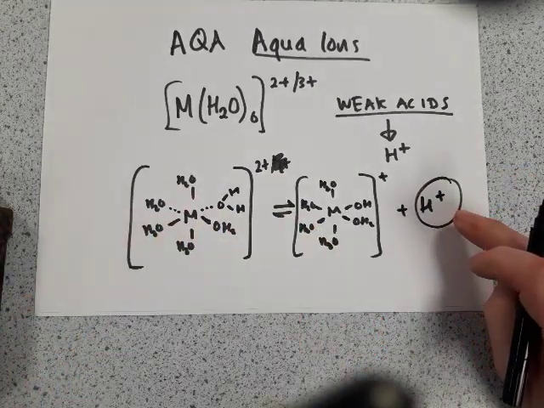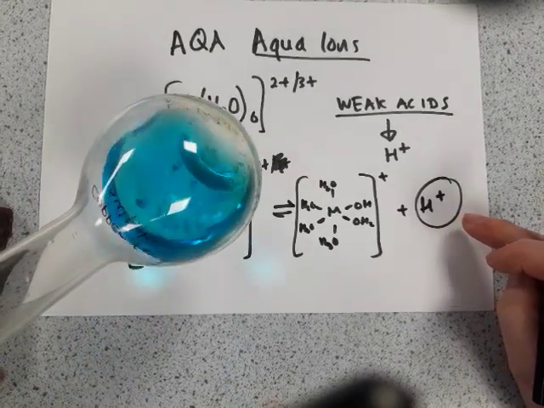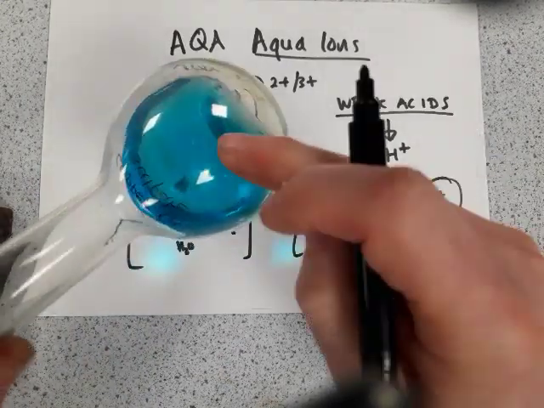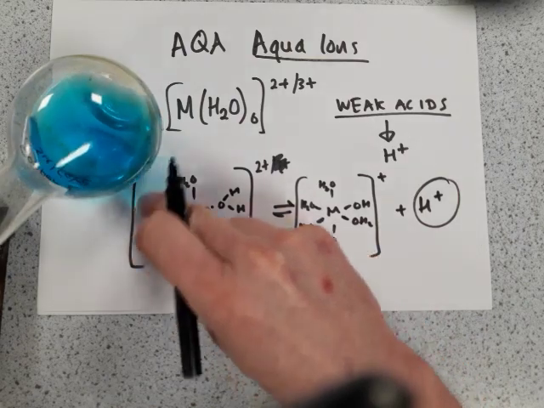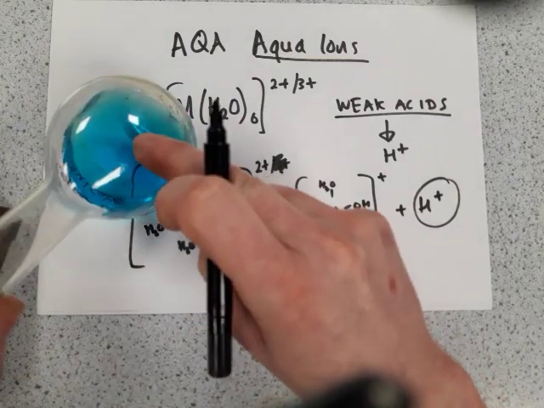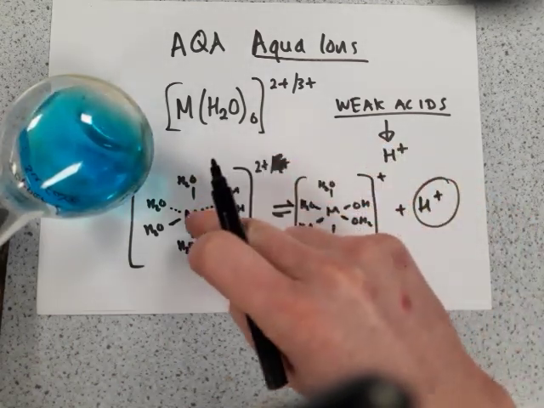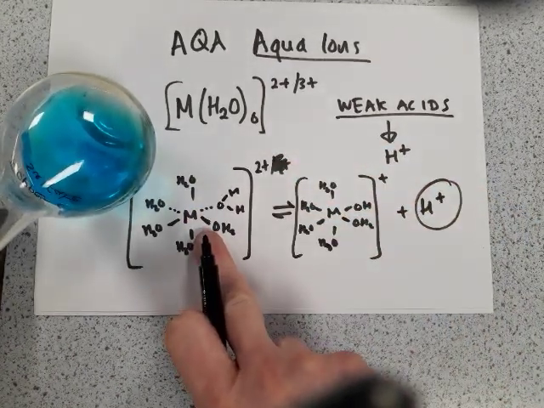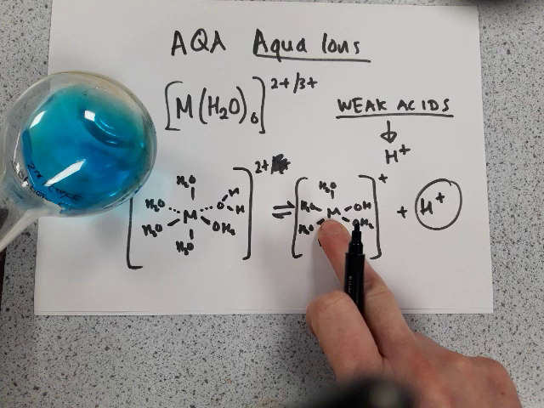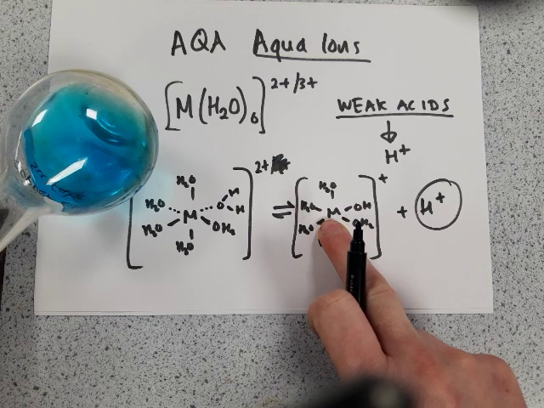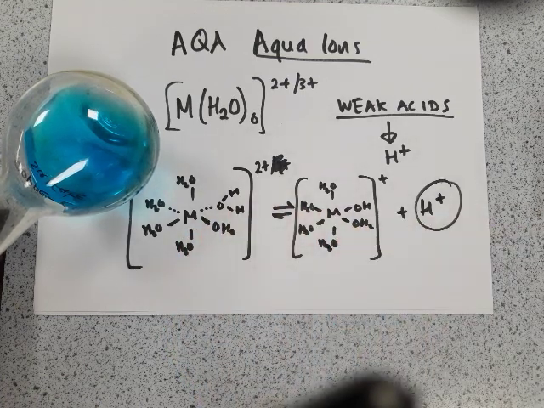So here's a little bottle. I've got copper sulfate. Copper sulfate is an acid because copper sulfate contains copper surrounded by water ligands. Inside this bottle, most of the copper complexes look like this, but some of them look like this. Not many, probably about 1 in 15,000 look like this, hence weak acid.